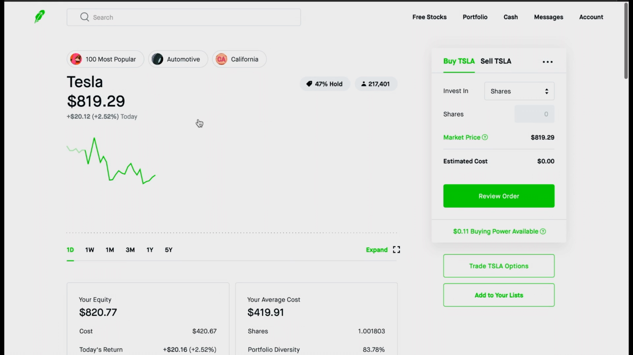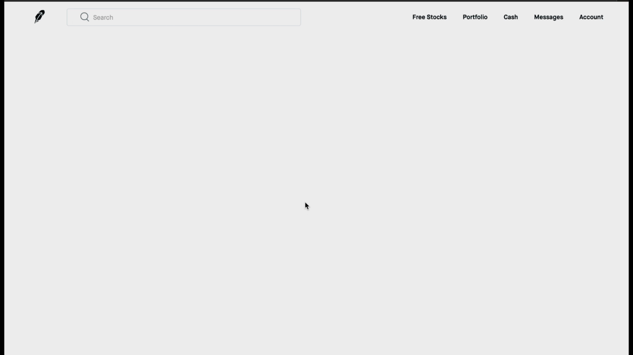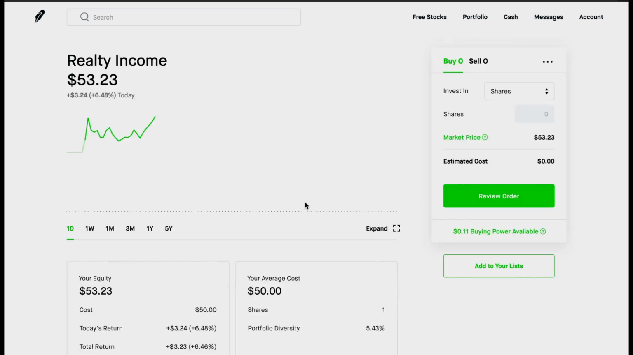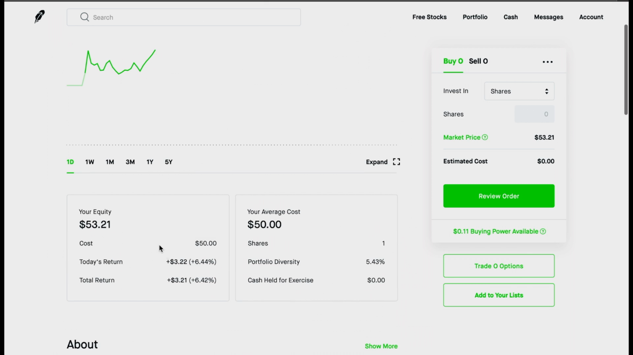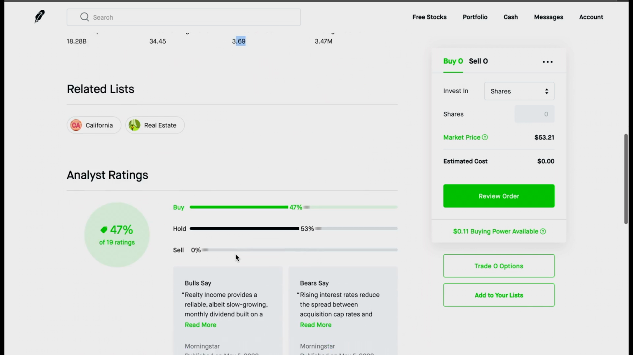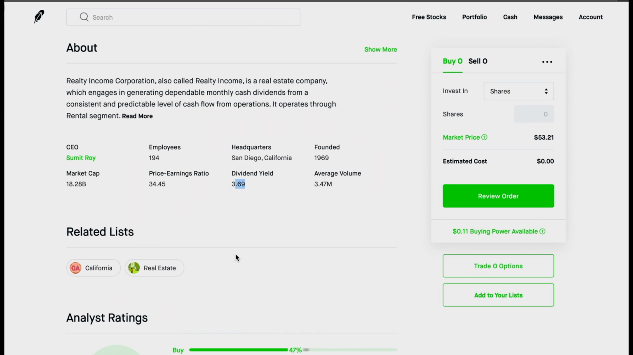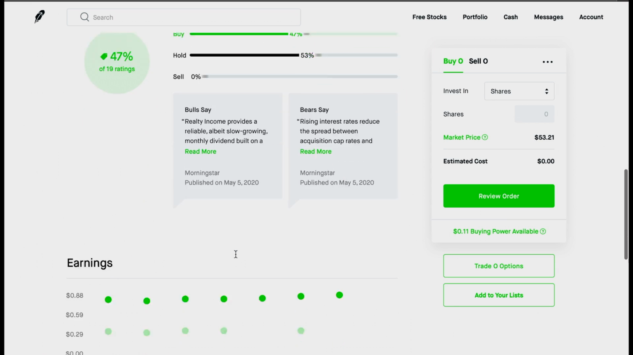So if we go back and look at our home screen, looking over my stocks, I have one share of Realty Income, which is a REIT that pays dividends. So if you look down here, I currently have $53.21, which is $3.21 in total returns. They do have a dividend yield of 3.69. They are a monthly dividend, so I think it's 23 cents per share per month. So I recently had that.